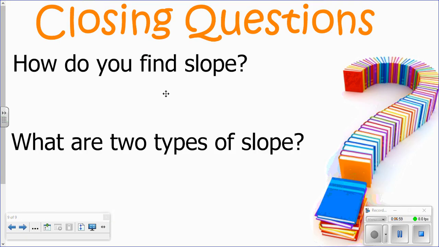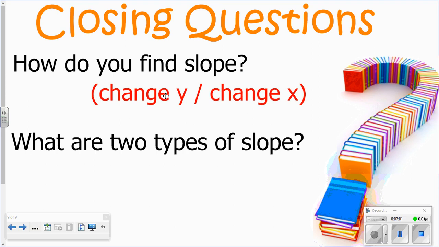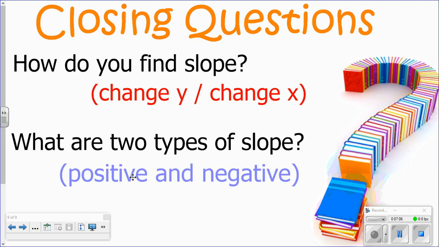So how do you find the slope? The change in y over the change in x. What are the two types of slope? The popular ones are positive and negative.